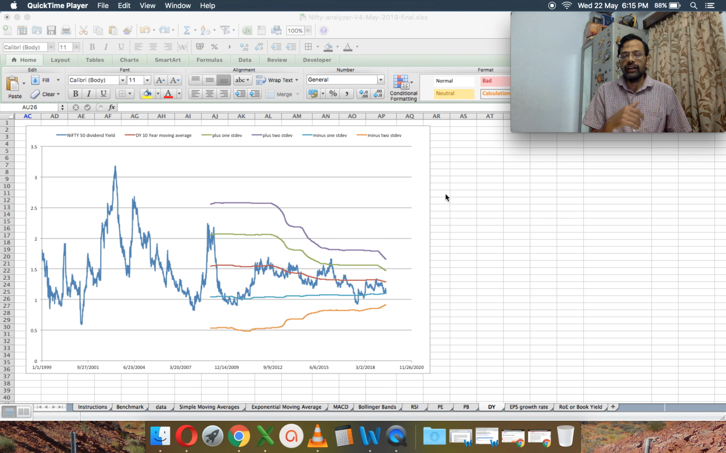And when the price of the stock is low compared to its dividend, the dividend yield will be high. So the idea is that when the markets are overvalued, the dividend yield will be low because the stock price will be high, and when the market is undervalued, the dividend yield will be high because the price will be low.